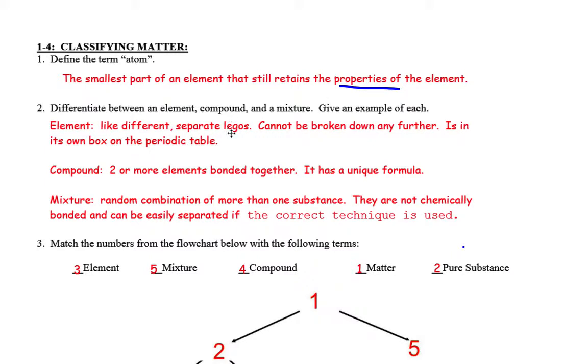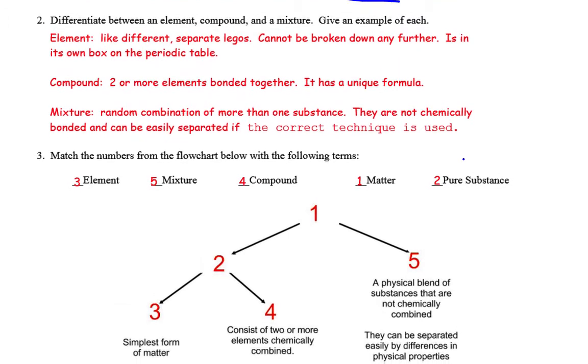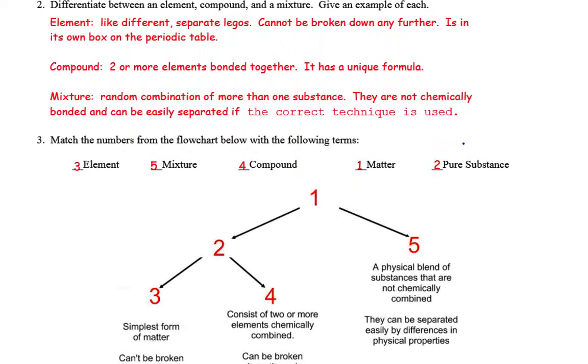Differentiate between element, compound, mixture. Elements, and let's actually look at this flow chart as we answer this. Elements are on the periodic table. We can't break them down anymore. It's like an individual type of Lego. I might have lots of them, but they're all exactly the same. So it's in its own box on the periodic table. It's the simplest form of matter, and it can't be broken down anymore. So these are your elements.